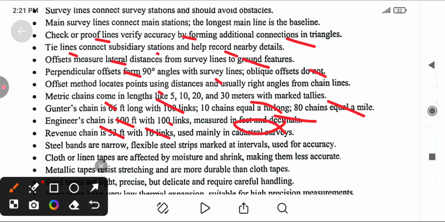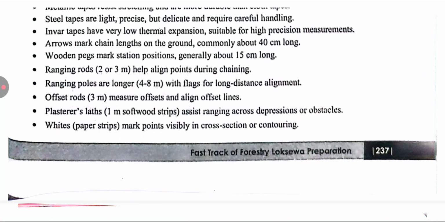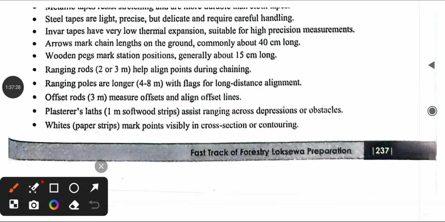Steel bands are narrow, flexible strips marked at intervals, used for accuracy. Cloth or linen tapes are affected by moisture and shrinkage, making the markings less accurate. Metallic tape resists stretching and is more durable than cloth tape. Invar tape has very low thermal expansion, suitable for high precision measurement.